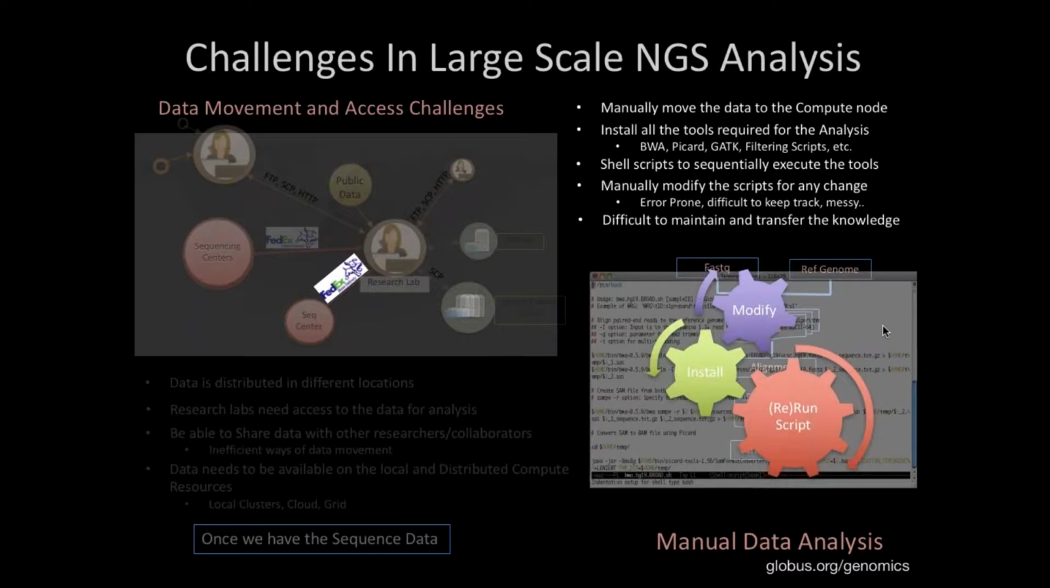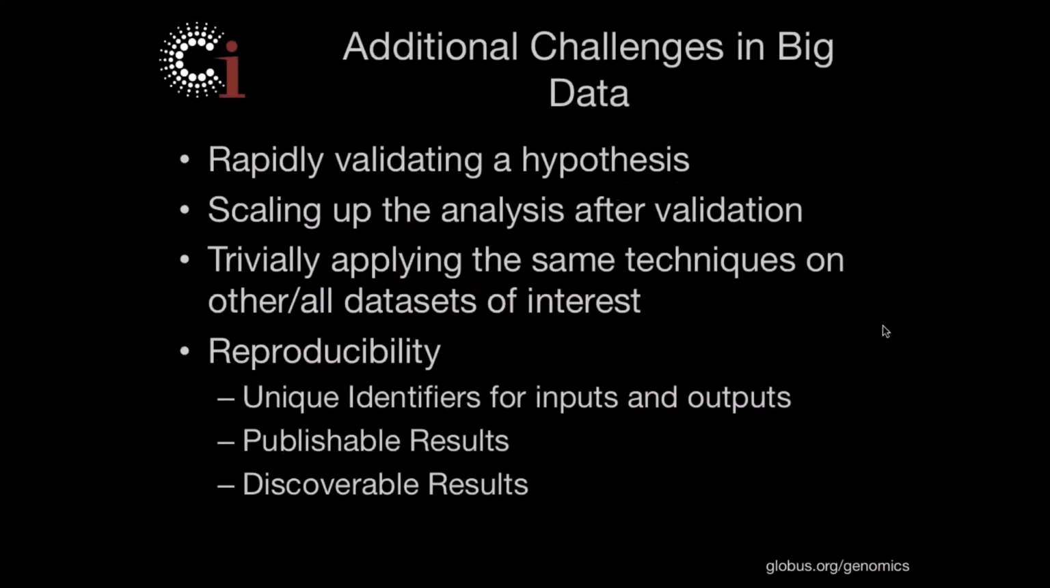So we've seen all of these challenges, and in addition to that, some of the additional challenges that have been more predominant with the advent of more and more research data being termed as big data are the challenges in rapidly validating a hypothesis, because now you have to sift through a whole bunch of data in order to do that, and scaling up the analysis after validation. And then once you've validated and scaled it up, you want to apply the same technique to other data sets of interest.